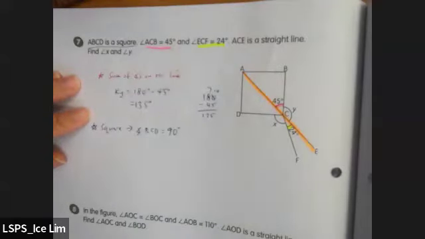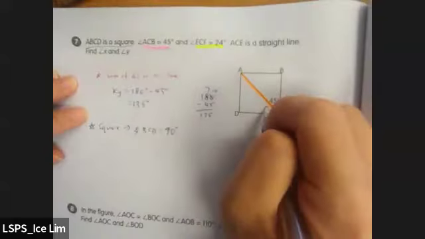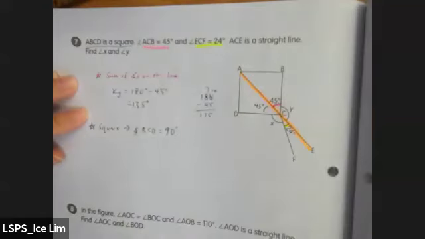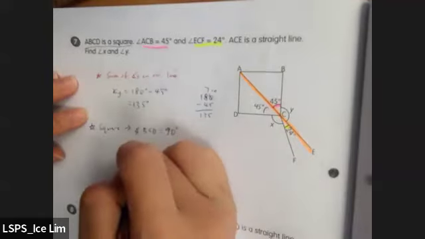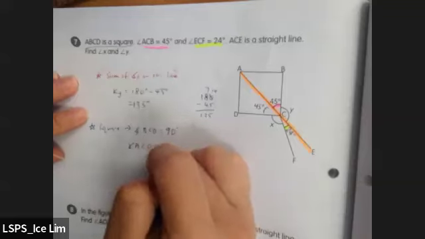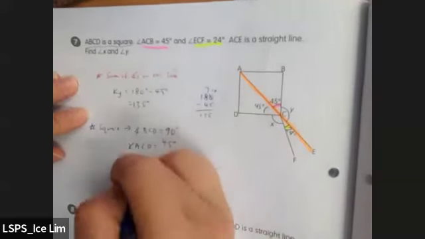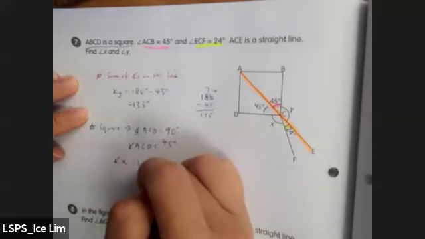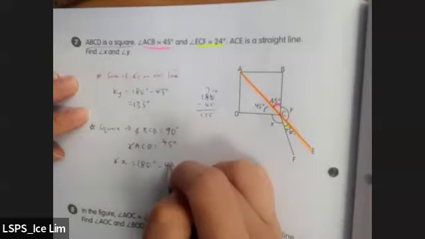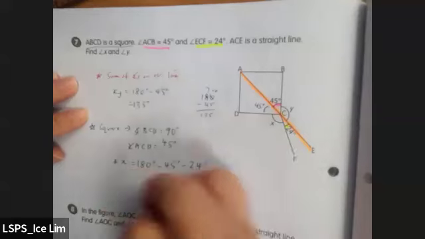With that, I would know that this angle is also 45 degrees. It cuts across the square from one corner to the other corner, splitting that right angle into 45 degrees, two triangles. So because angle ACD is also 45 degrees, I can find angle X equals 180 degrees minus 45 degrees minus 24 degrees.